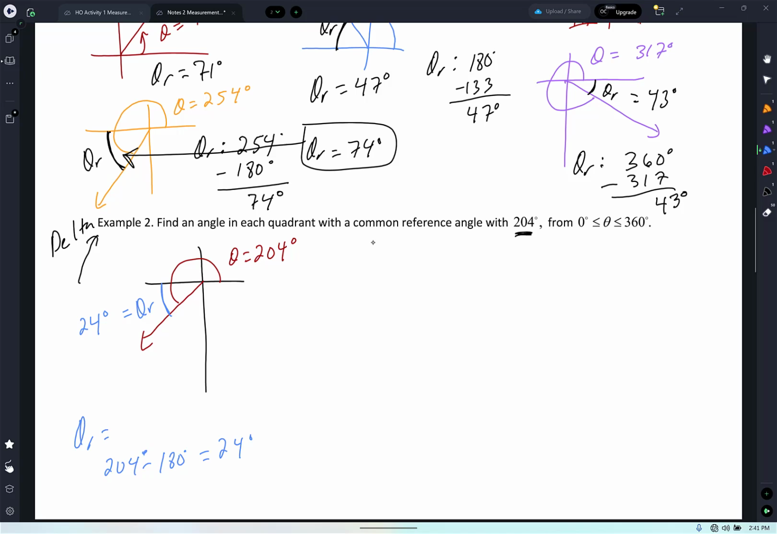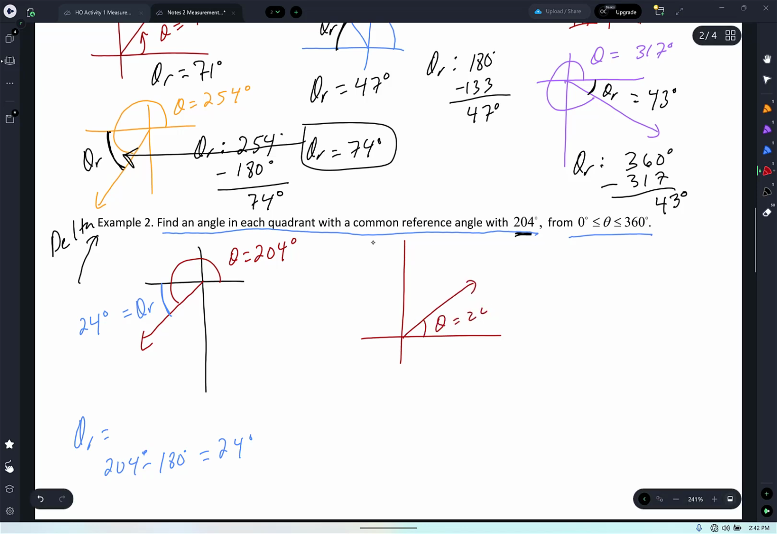Look what it says. Find an angle in each quadrant with a common reference angle with 204, from 0 to 360. So my reference angle is 24 degrees, right? Here is quadrant 1. In quadrant 1, theta equals 24 degrees. Well, I guess I should write theta r first. Theta r equals 24 degrees. And so in quadrant 1, my theta is just 24 degrees.